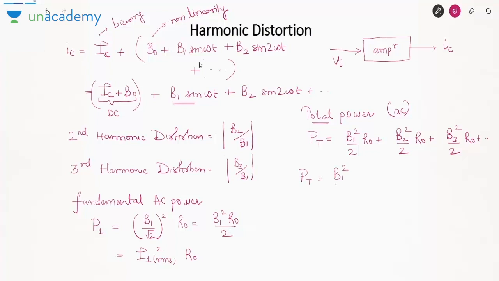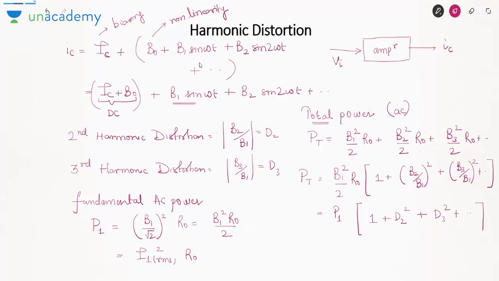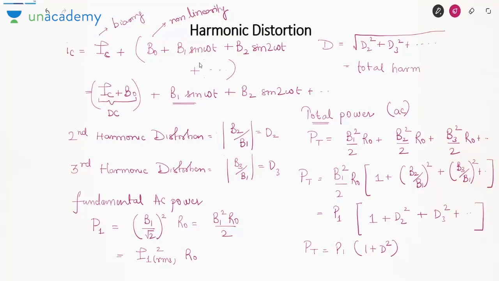If you take the first term common, what will remain inside the bracket? 1 plus (B2 by B1) squared plus (B3 by B1) squared and so on. This term is P1. These I will call D2, D3 like this. So it will be 1 plus D2 squared plus D3 squared and so on. That means I call it P1 times (1 plus D squared), where this D is the total distortion. D is the square root of D2 squared plus D3 squared plus so on. This is called total harmonic distortion.